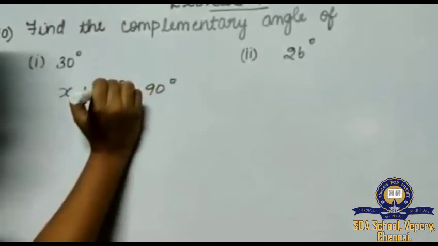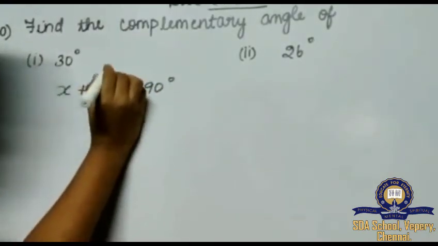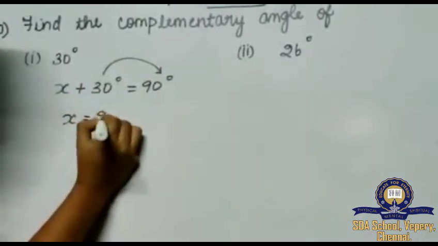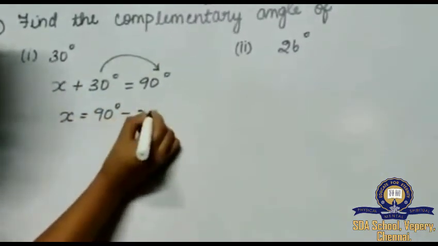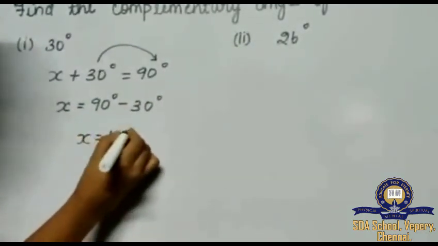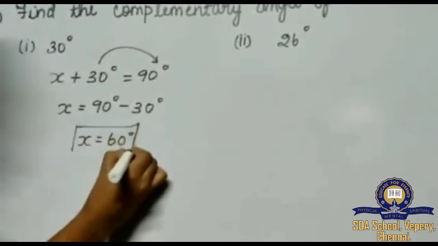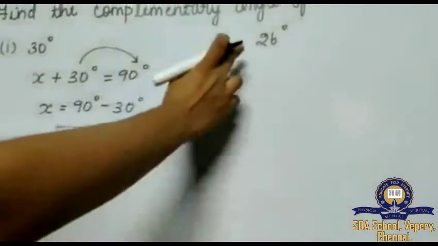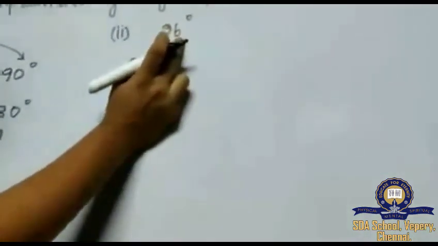Since here it is plus 30, when I take it to the right hand side, it becomes minus 30. So x is equal to 90 degrees minus 30 degrees. When I subtract 30 degrees from 90 degrees, I'll be getting 60 degrees. So one of the angles is 60 degrees. Understood, students? Now I'll move to the second sum, 26 degrees.